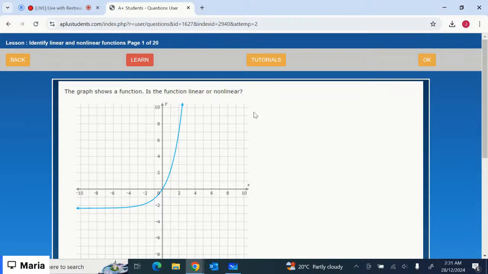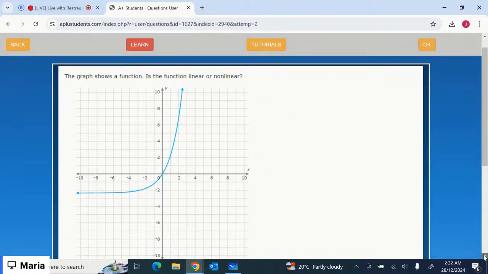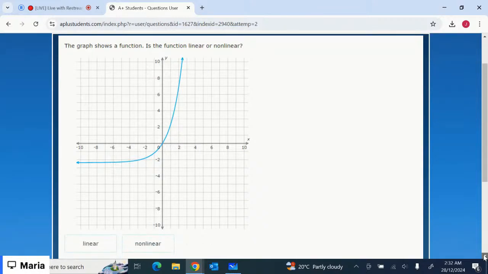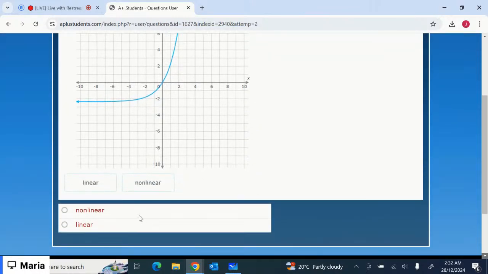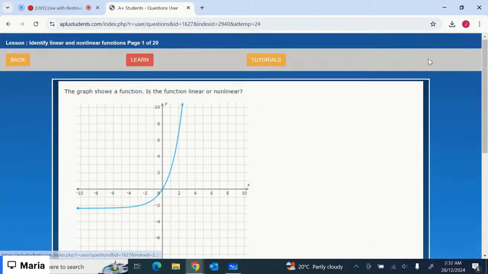The graph shows a function. Is the function linear or non-linear? That is not the linear function. That is a non-linear function. Option number 1 is the correct option.